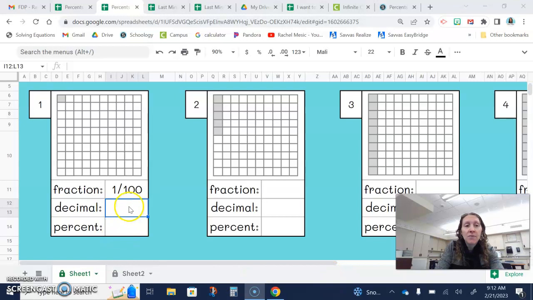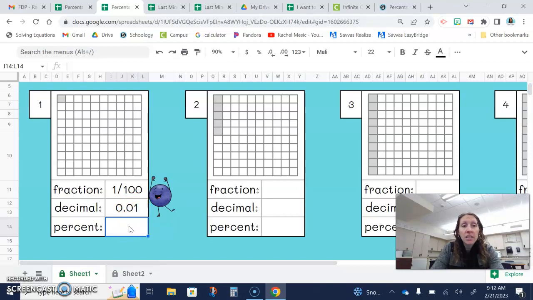As a decimal, each one of these is 1/100th. So imagine we have 0 whole pans of brownies that we're eating. We're not going to eat an entire row, but we're going to eat one little piece. So that would be our decimal. This would also be read as 1/100th.